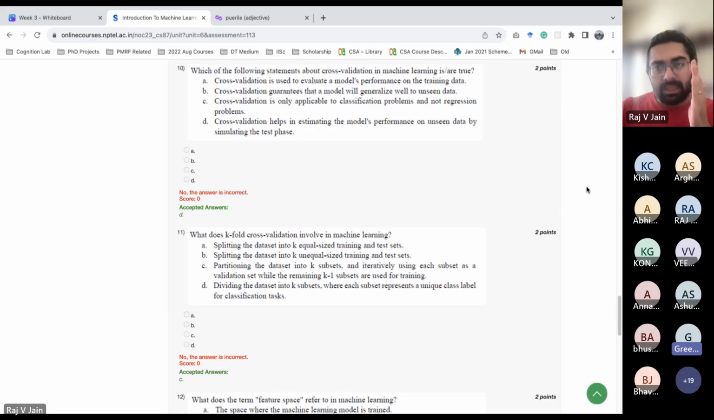But what has been taught to us? That is correct. So hence we simulate the test phase. We don't get the test data at any time. We simulate the test phase. Okay, so we take part of the data as tested. So D is no doubt correct.